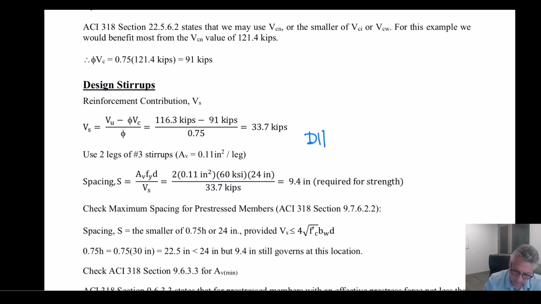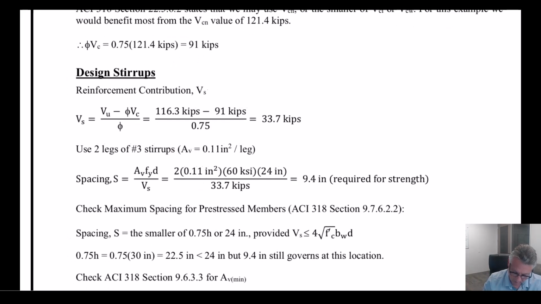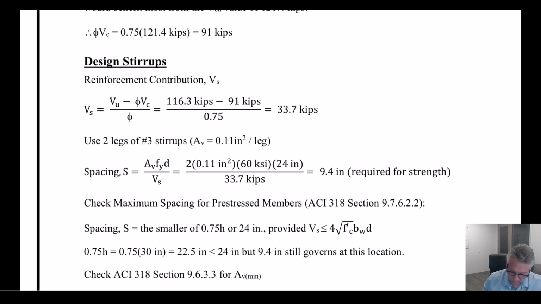We're just going to talk about stirrups, but when you get out to practice, it's, I think, more common to look at the wire designation or to see that. So I'm going to rewrite everything in terms of the spacing. And we calculate needing 9.4 inches of spacing. 2 legs, number 3 stirrups, 9.4 inches of spacing.